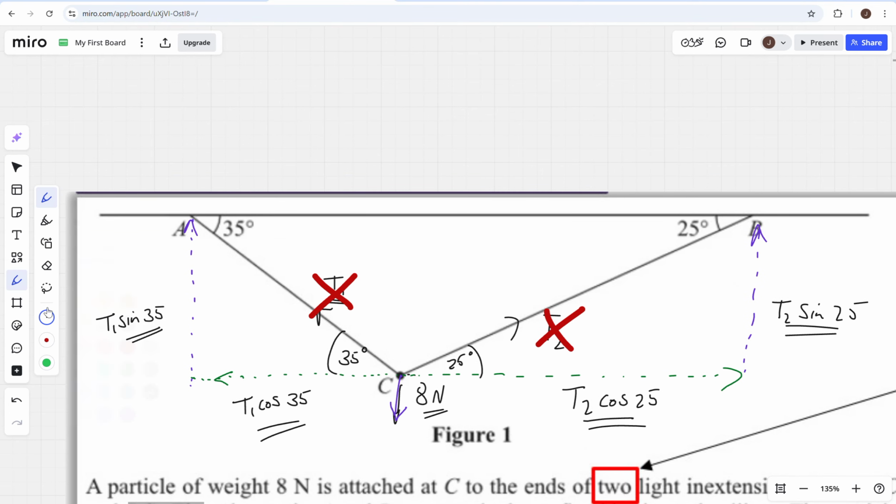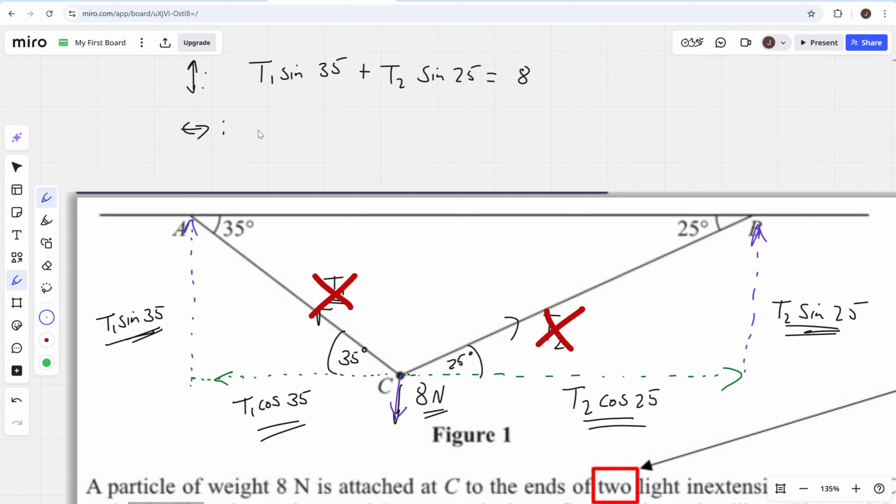So let's do, first of all, the up and down. So what are all the up and down forces in the question? Well, T1 sine 35 and T2 sine 25 are the 2 upwards forces in the question. So the upwards forces, so that's the first one plus the second one, need to be equal to the downwards forces, which is only 8. There's nothing else in the question for forces going down, so that's it.